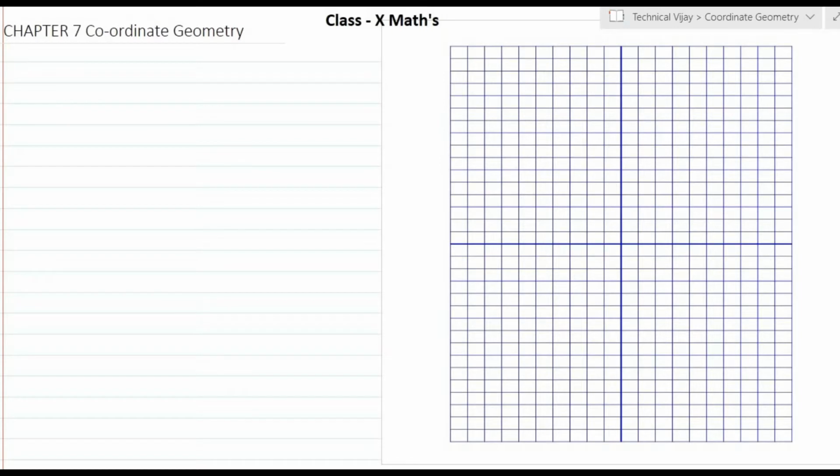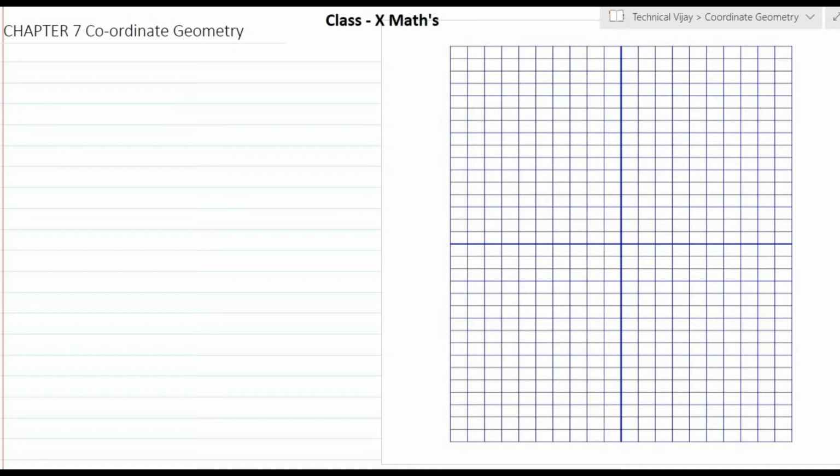Welcome students. Today we will see class 10 maths chapter 7, that is coordinate geometry. Coordinate geometry is a branch of mathematics which deals with the coordinate planes. Actually, geometry has been broadly classified into 6 major types.